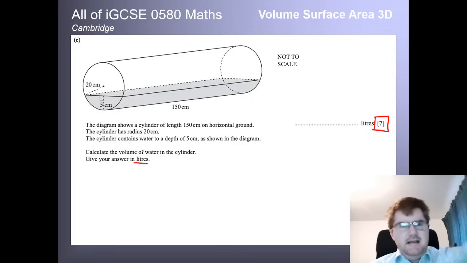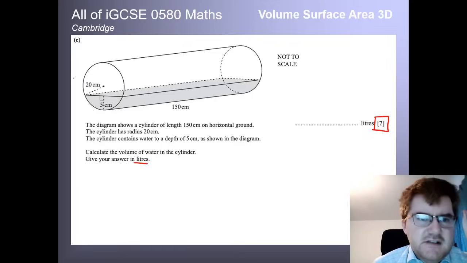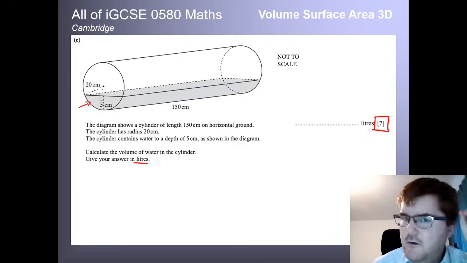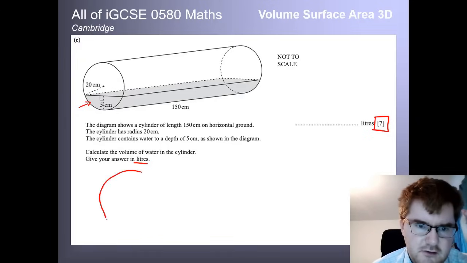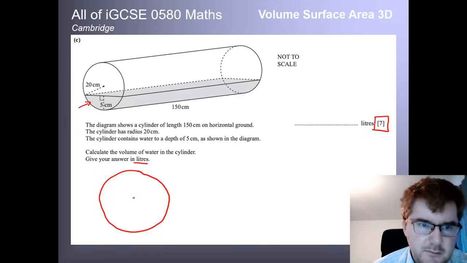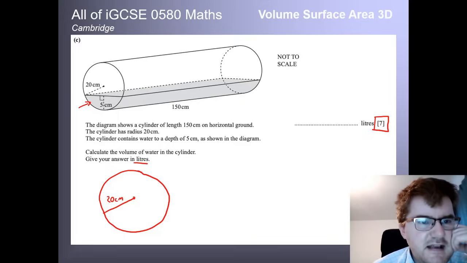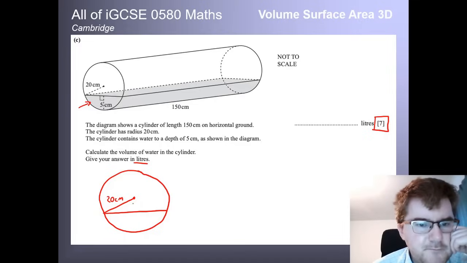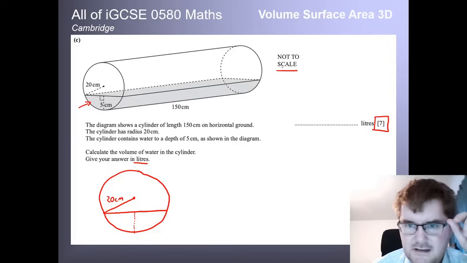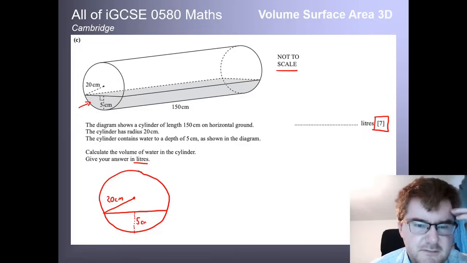Right, a lot to do in this question. My first thought is to take the front of this cylinder and draw it out separately. So I'm going to draw a circle and we put the centre in. Now notice we've got this radius of 20, so I'm going to pop that in. So this is 20 centimetres. We've got this depth, so I'm making sure my diagram's the same. This is not to scale, just to put that very clearly. So this is 5 centimetres here.